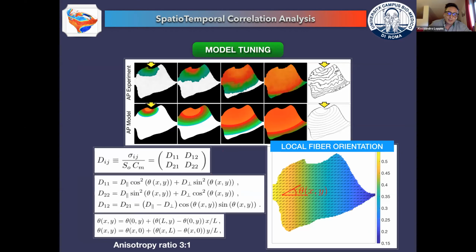Concerning the model, in this case, the simulations were performed on a two-dimensional domain, trying to simulate the actual shape of the tissue. In this case, the actual shape of the tissue is taken into account in the model via a phase field approach.